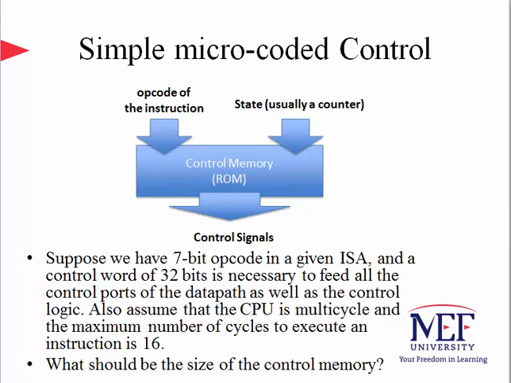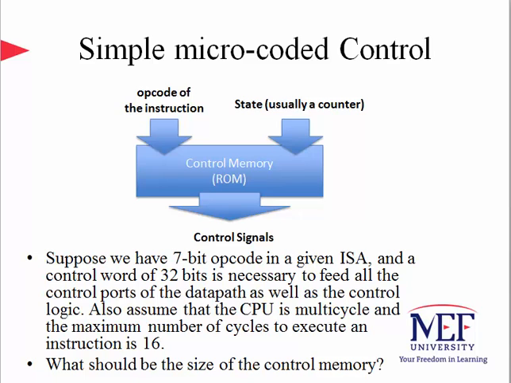Microcoded design differs from hardwired design in that the control logic gates are replaced by a memory array, usually a ROM, to generate the required control logic signals. In a simple microcoded control scheme, we have the opcode of the instruction as well as the state information, which is conventionally kept using a counter, as inputs to the control memory. These two inputs determine the address of the corresponding control word in the memory, which is also known as microinstruction.